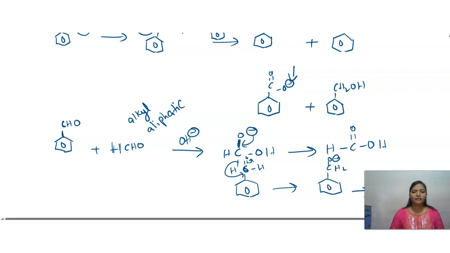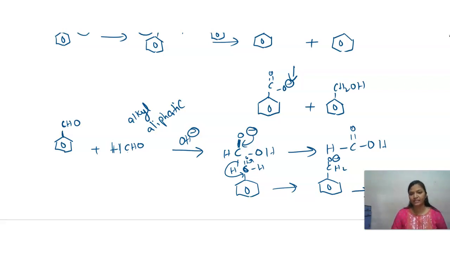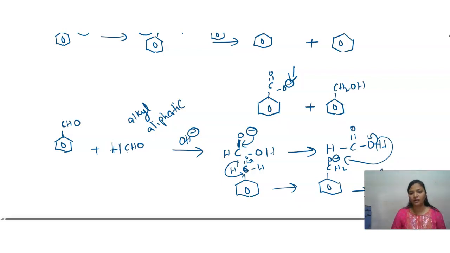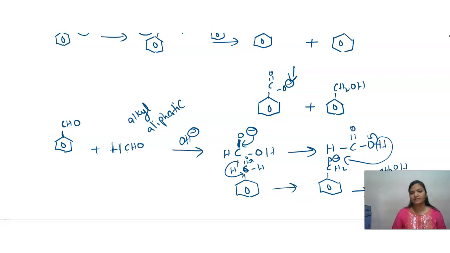And now, as we said, the benzylate ion is less stable when compared with the carboxylate ion. So that's why this hydronium ion will shift to this carbon. And now we will get benzyl alcohol, CH2OH, and HCOO minus. So the formate ion is produced.